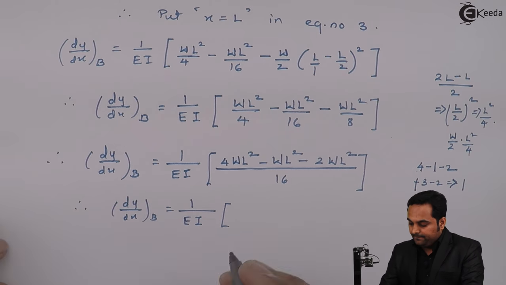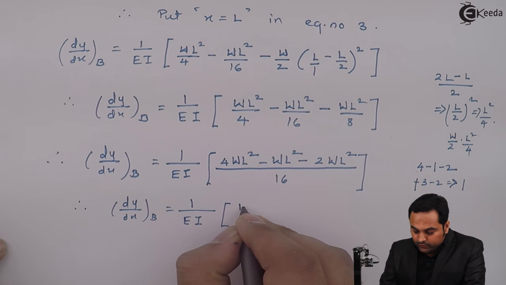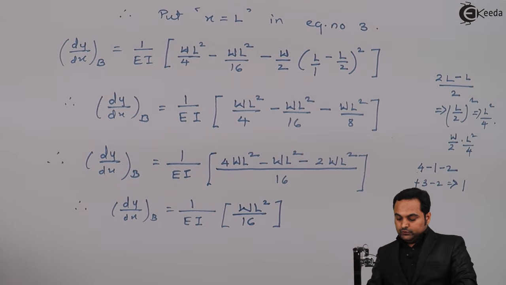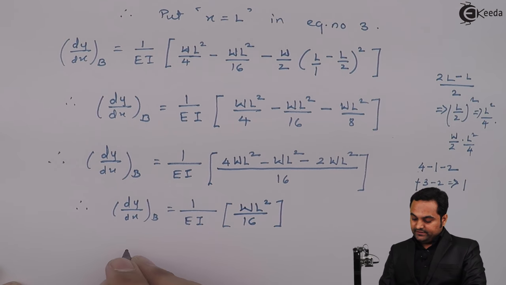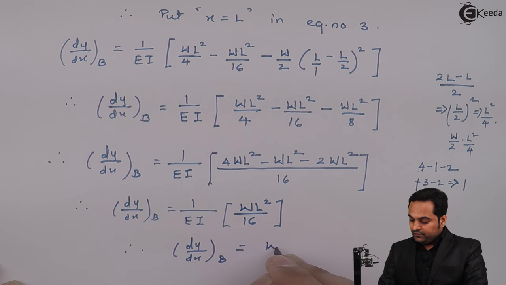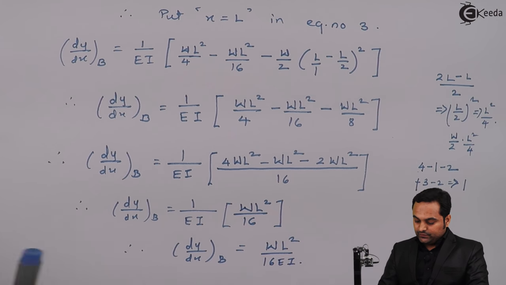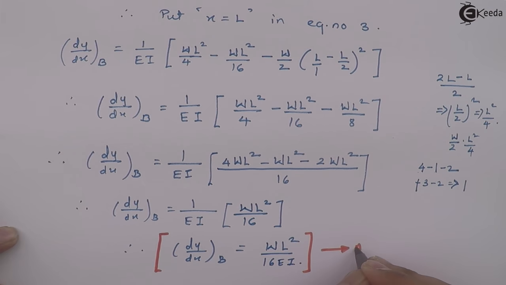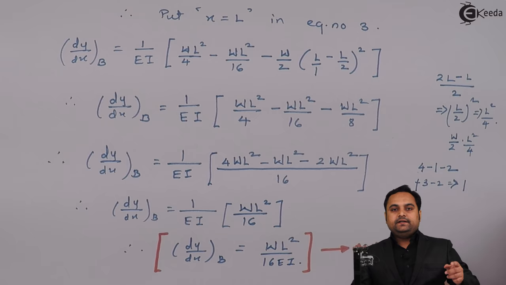So we are having WL square by 16. So hence, if I can write this, it would be dy by dx at B is equal to WL square by 16 EI, and this will be the second answer for us, because we have found out the maximum slope value at each of the locations.